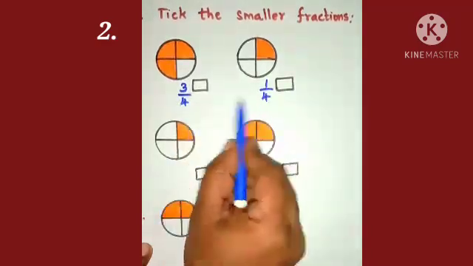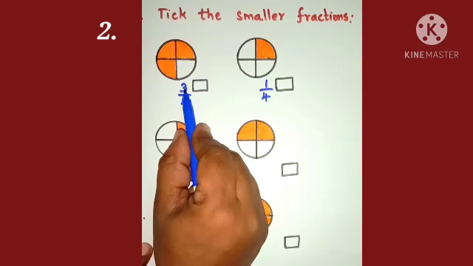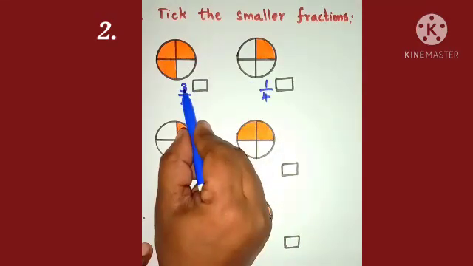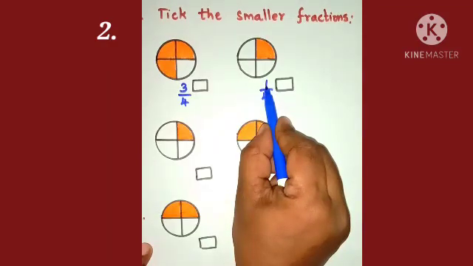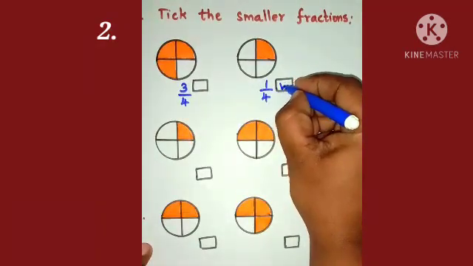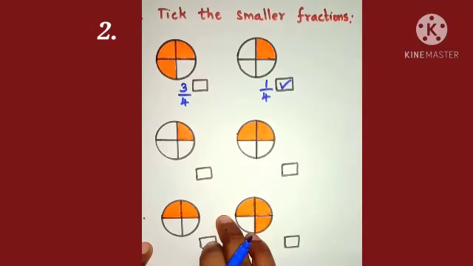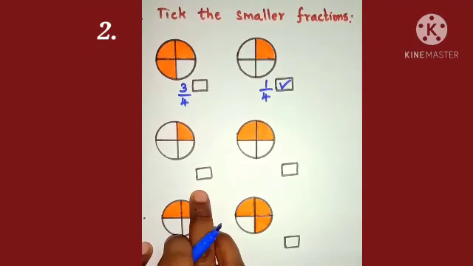Now compare the like fractions. Here see the numerators 3 and 1. Which is greater value? 3, and 1 is the small value, isn't it? Smaller than 3. Thus 1 by 4 will be the smaller fraction. And then come to the next problem.